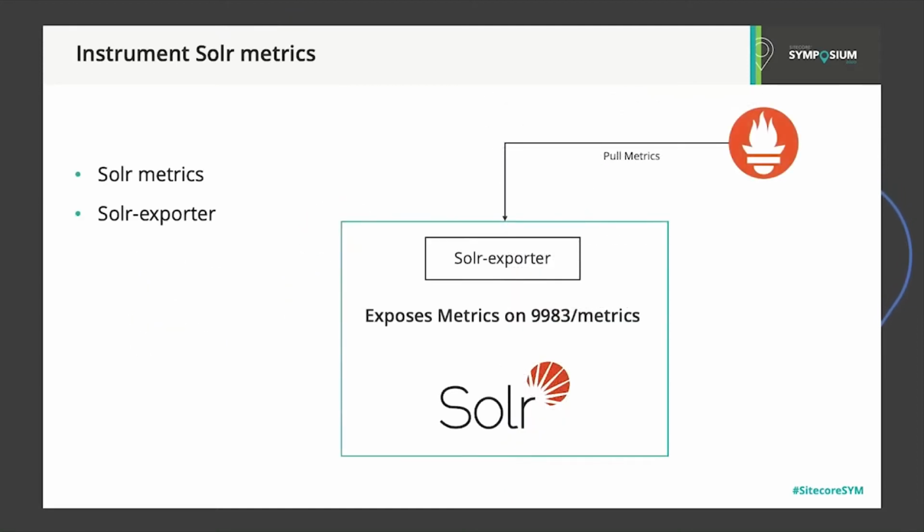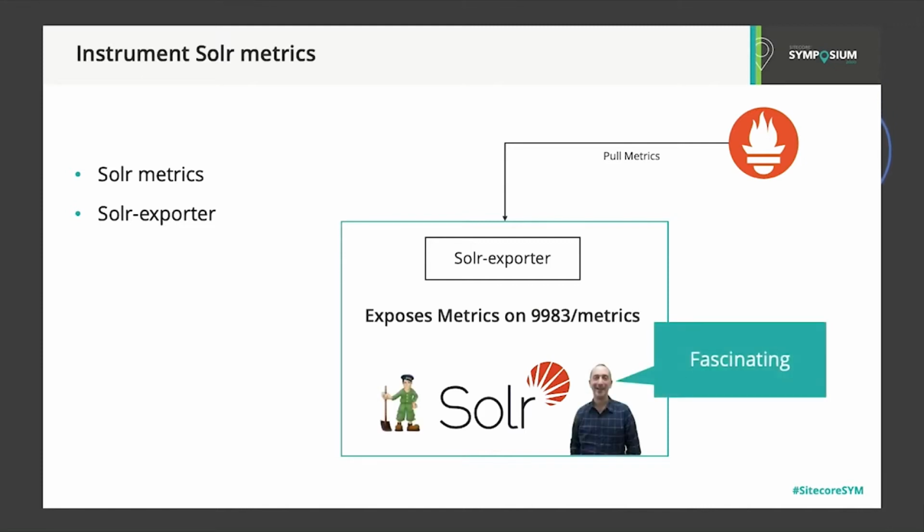As it turns out, there is a Solr exporter created to consume these Solr metrics and output metrics in the Prometheus format. Fantastic. In Solr 7.3, they actually incorporated this as a contributed project. So if you're running Sitecore 9.2 or above, you already have this exporter sitting in your container. It just needs to be enabled. It also exposes metrics if you're running in SolrCloud.